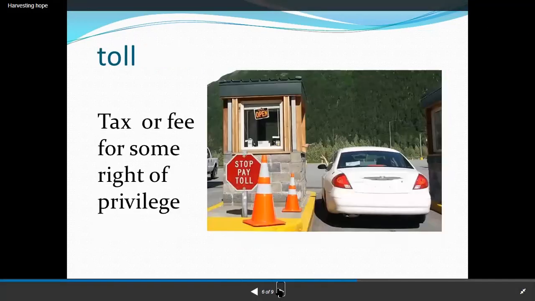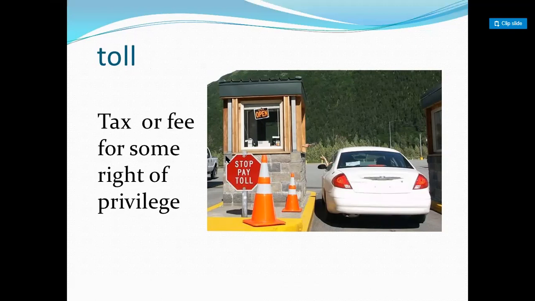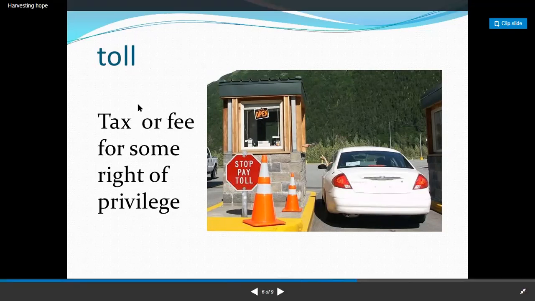And then we have the word toll. Toll means a tax or fee for some right or privilege. For example, let's say I want to go to a resort or a picnic in an area where I have to pay to enter. Then we call that payment a toll, because I'm paying something to have the privilege to go inside and enjoy the place. So this money that I pay, I don't call it tax, I call it toll.